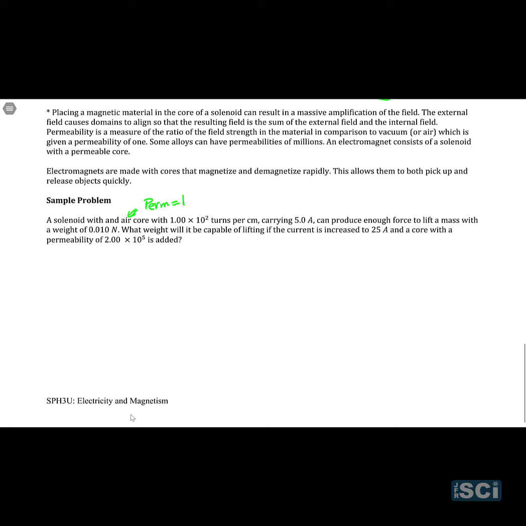So if you had something on the order of 2 times 10 to the 5, which is the case if we inserted a piece of metal into the core here, it would actually increase the strength of the magnetic field because each of those small domains will align itself with the magnetic field and strengthen the magnetic field itself. Okay, so if we look at this situation, I know that the force that this original coil is able to exert is 0.010 newtons.